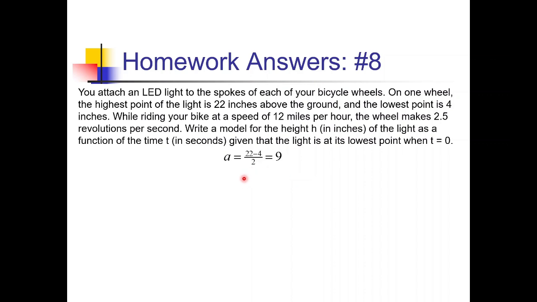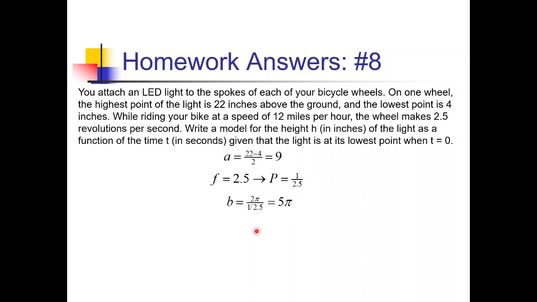And then for the b value, first we need the period. Now to get the period, let's see here. They said the wheel makes 2.5 revolutions per second. That's actually the frequency, I believe. So if our frequency is 2.5, that means that the period is 1 over that. And that means that the b value is 2 pi over 1 over 2.5. So same change flip, that's really 2 pi times 2.5, which is 5 pi. So a little bit of work to get the b value there.